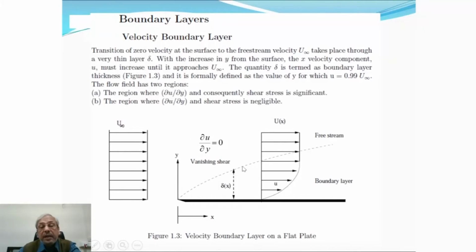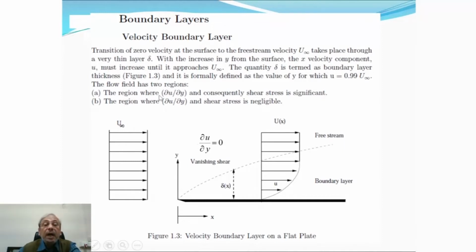And then outside the boundary layer, it attains the full scale velocity, which is u infinity. So when it reaches 0.99 u infinity, we can call that value of y from the wall the boundary layer thickness. Now, clearly this divides the flow field into two different regions.